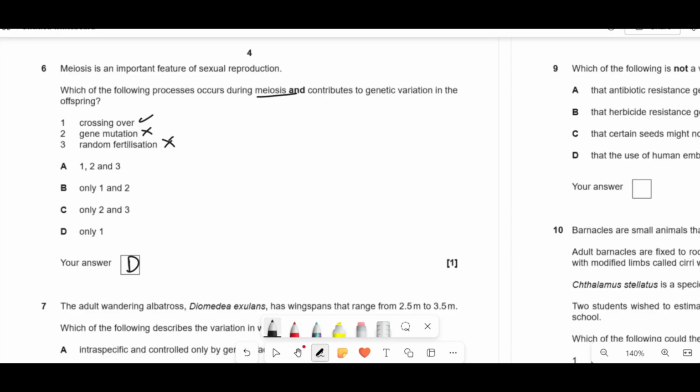Random fertilization is only when the sperm and egg have actually been made and gone and done their job, like fusing. That's not during meiosis. And mutations are entirely random, and it's not like meiosis is actively making them happen.